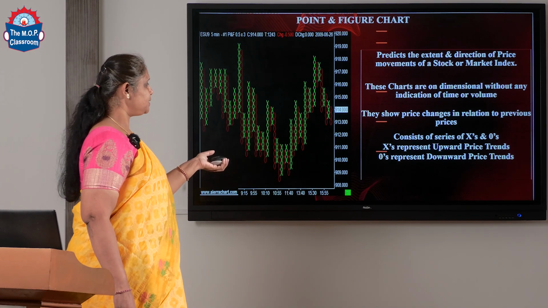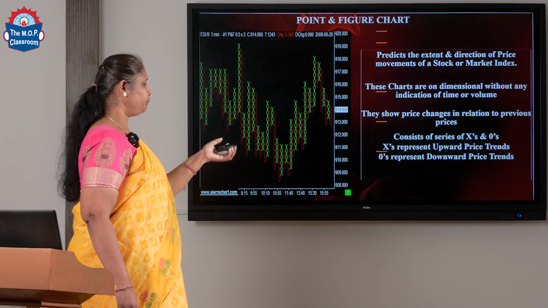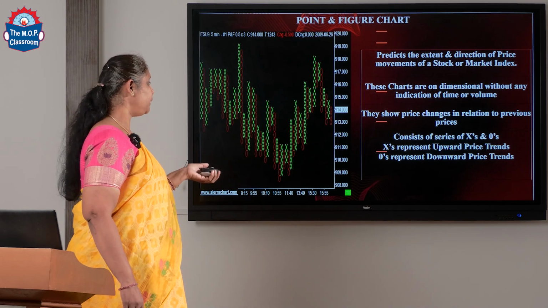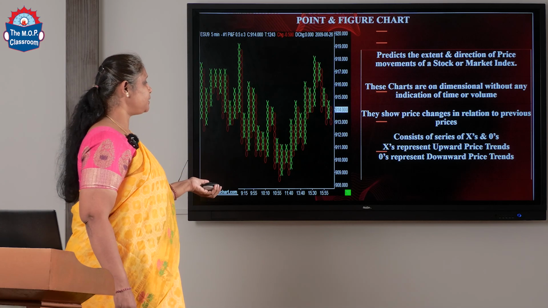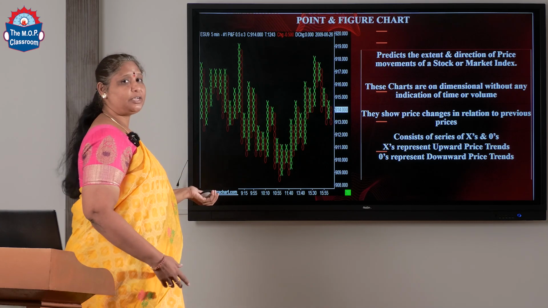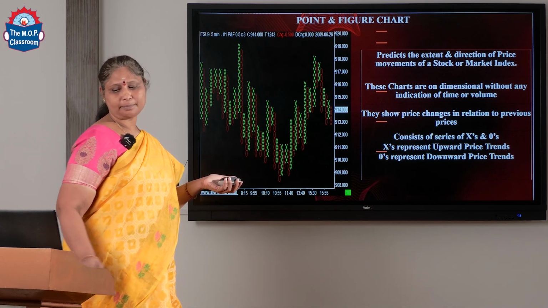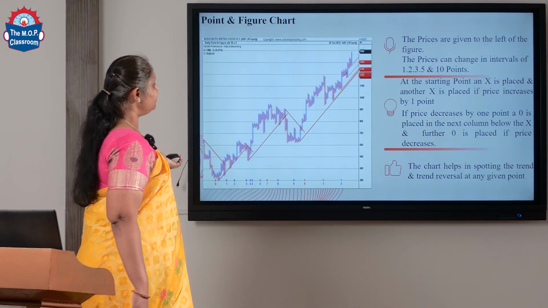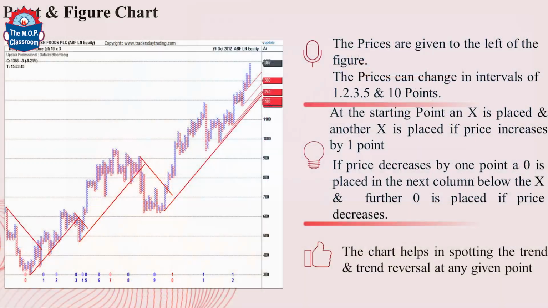So X represents an upward price trend, or we could say a price advancement, and the O's represent a downward price trend, what we call a price retracement. The prices are given to the left of the figure, and the price can change in intervals of 1, 2, 3, 5 and 10 points.